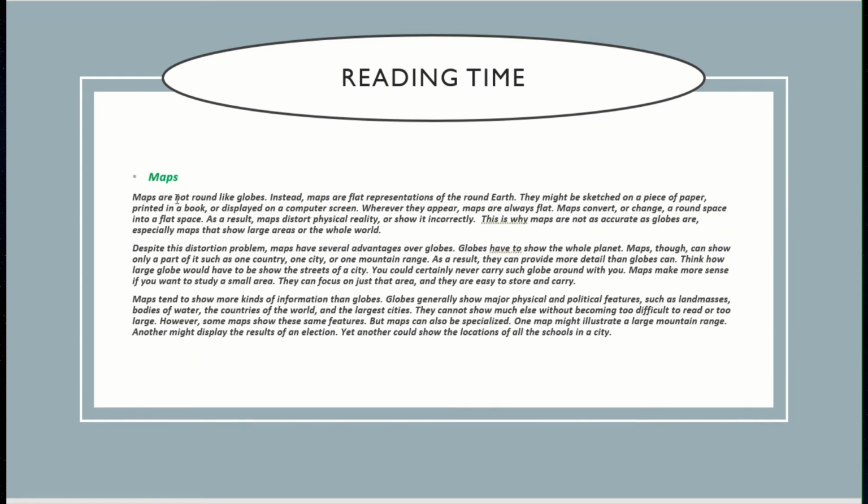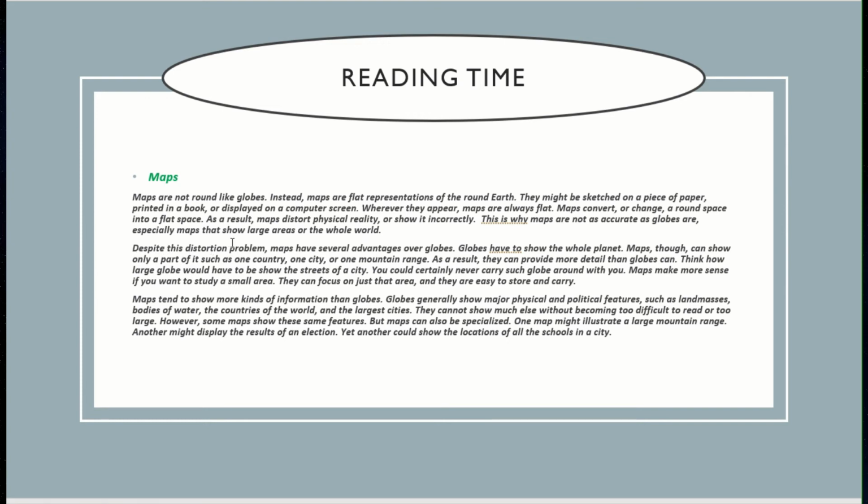However, maps are not round like a globe. Instead, as a flat representation, they might be sketched on a piece of paper, printed in a book, or displayed on a computer screen. Wherever they appear, maps are always flat. Maps convert or change round space into flat space. As a result, maps distort physical reality. This means they can show things incorrectly, so they can be edited, and can be wrong. So maps are not accurate overall as compared to globes.